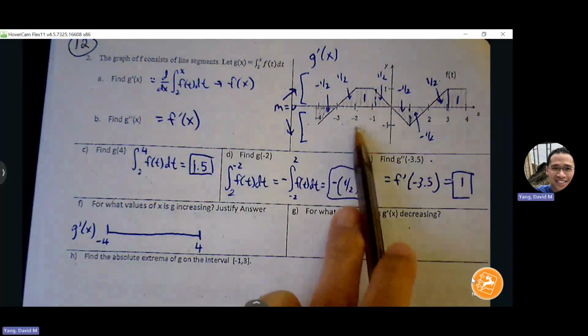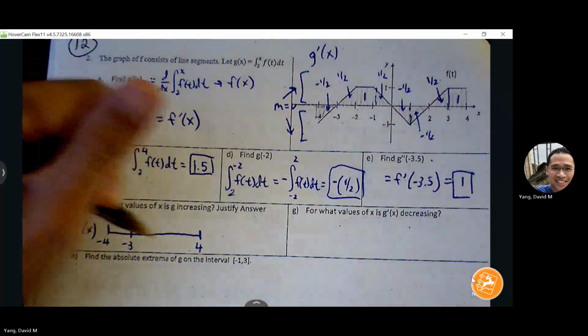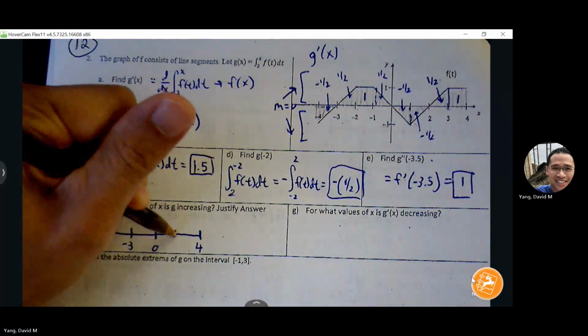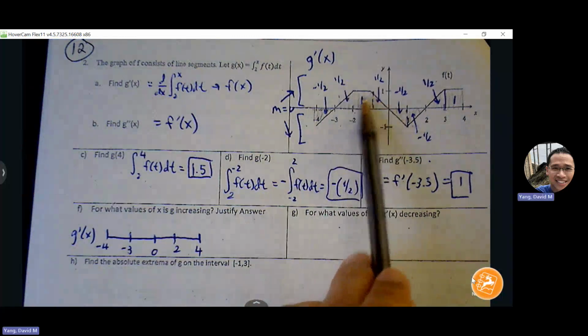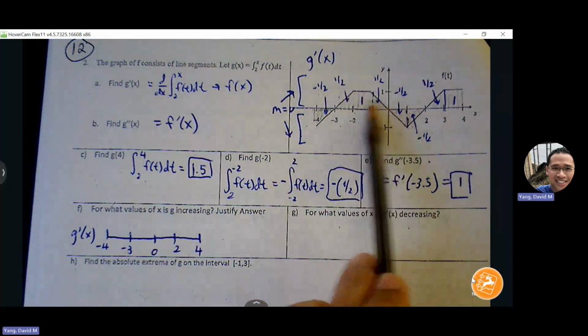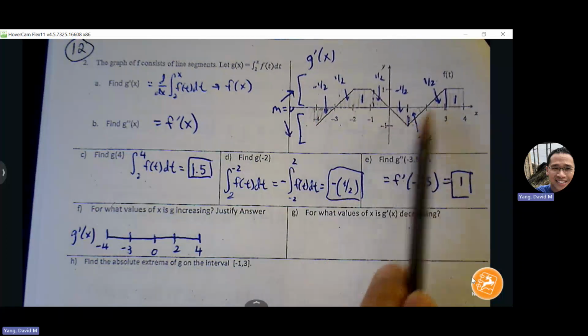Pick off my x-intercepts, so -3, 0, and 2. Anything above the x-axis is where my g graph is going to be experiencing positive slope. Anything below is where my g is going to experience negative slope. So negative, positive, negative, positive.